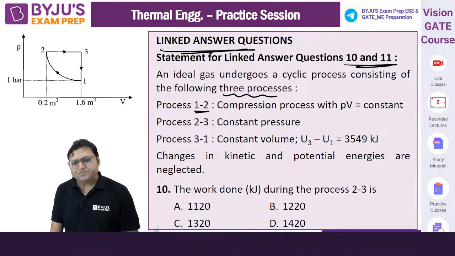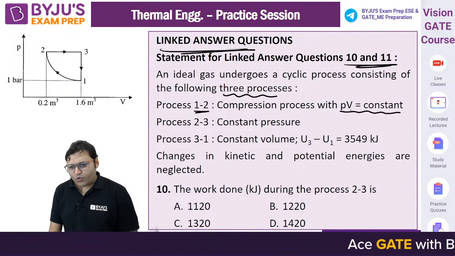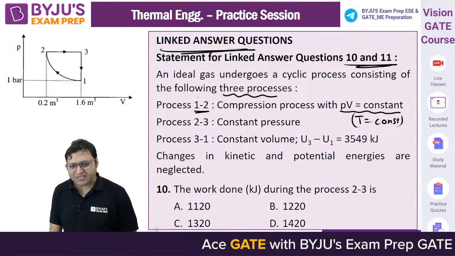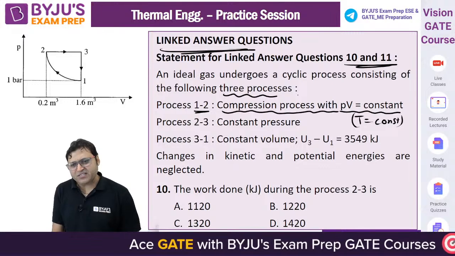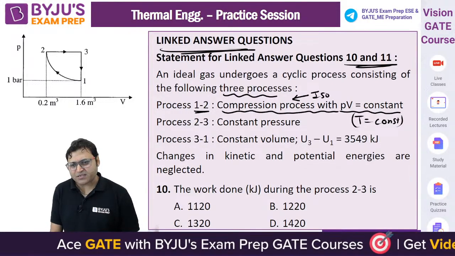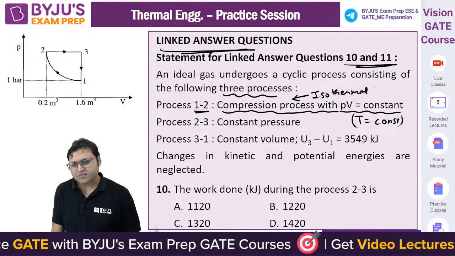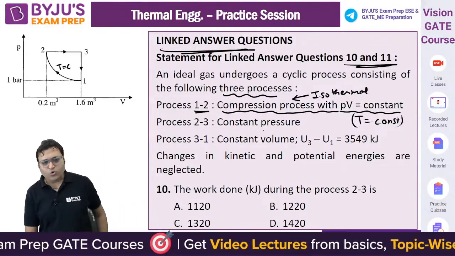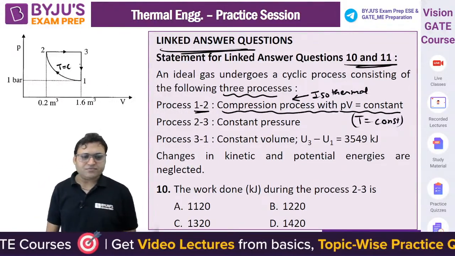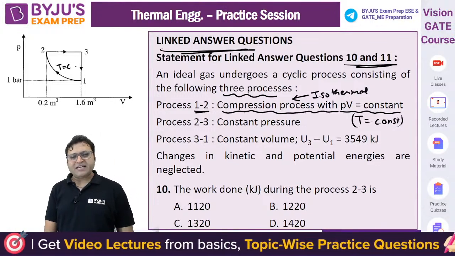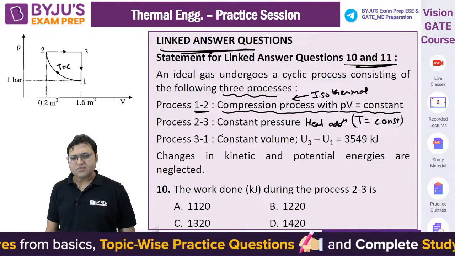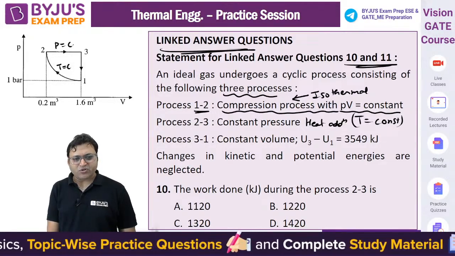Process 1 to 2, compression process with PV is equal to constant. What does that mean? It means temperature is constant. Isothermal compression. Compression process with PV is equal to constant means isothermal compression. T is equal to constant. 2 to 3 is constant pressure heat addition. Constant pressure, 2 to 3, pressure is constant.